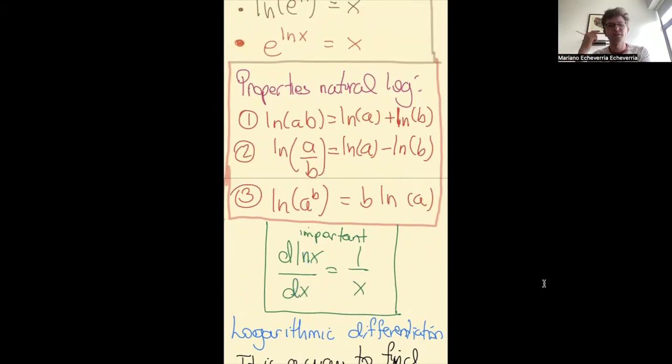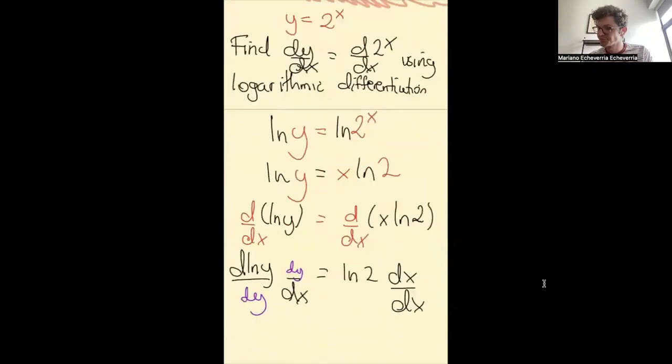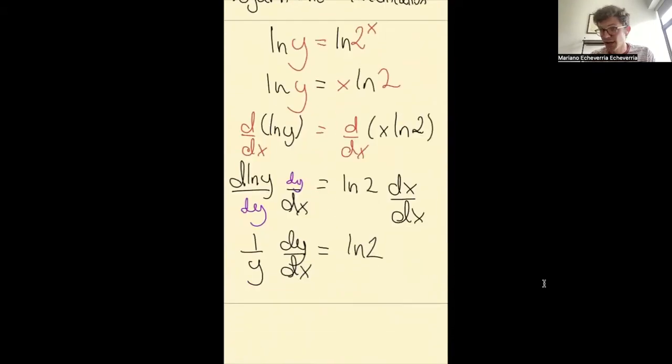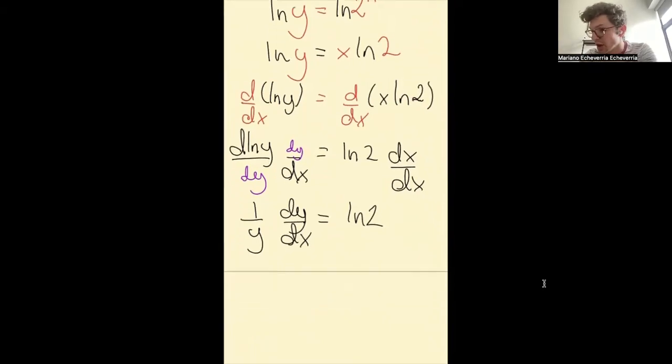So psychologically, it's the same formula. We just change our minds about what the variable we are using is. When it's x, you put an x, and if you have y, then you put a y. So you get 1 over y times dy/dx equals ln of 2, because remember the dx is just 1. It cancels out as a fraction. It's not a fraction, but it behaves like a fraction in many ways. And this allows you to solve for dy/dx.